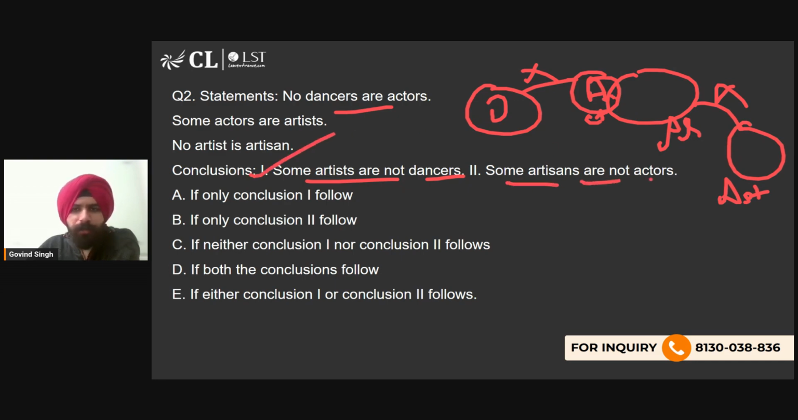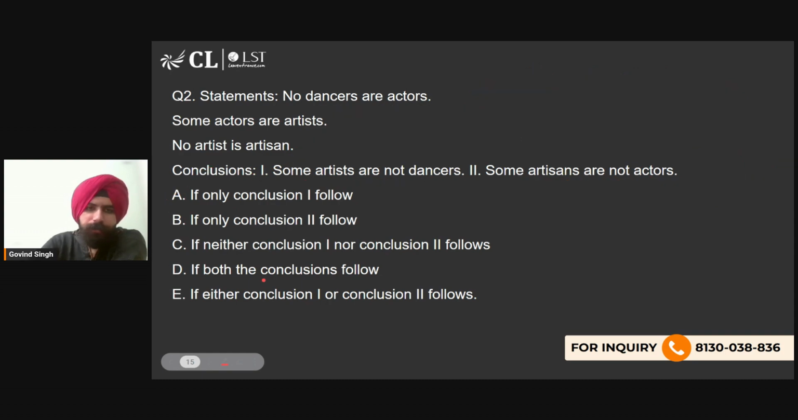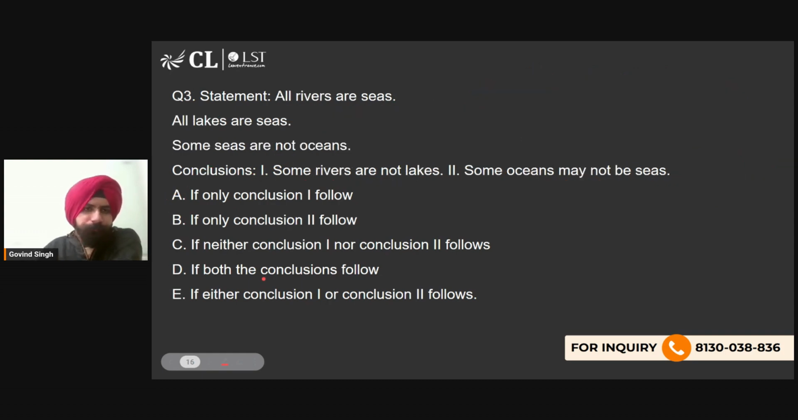Some artisans are not actors. These are artisans. Some artisans are not actors. Can we say this? I don't think so. We don't have the relationship between artisans and actors. So, can't say this. Cannot be determined. So, only the first conclusion follows. It's going to be option number A. Okay, let's do the next one.